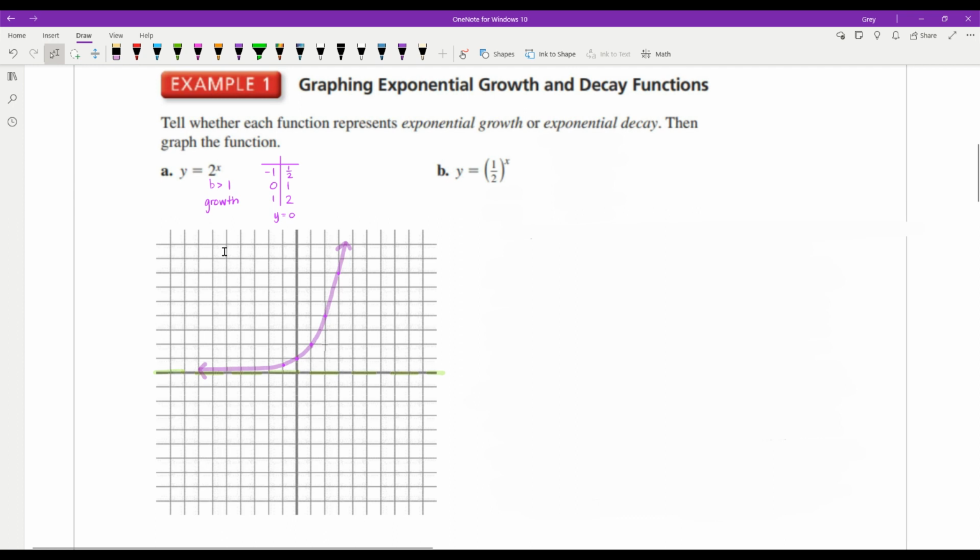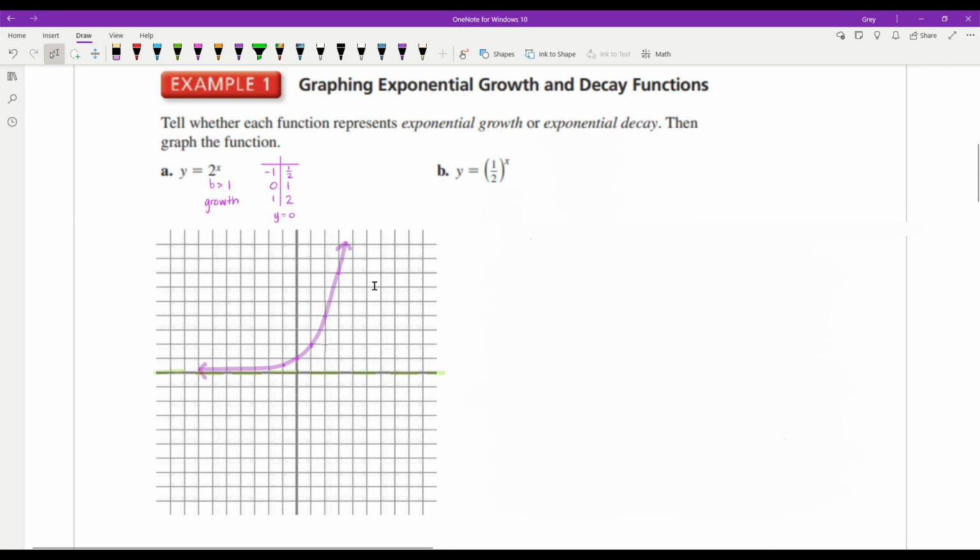Now, if b is 2, y'all, then every y value is multiplied by 2. That's the difference between an exponential function and a linear function. We are multiplying by the same thing every time instead of adding the same thing. So if I know this is 1, 1 times 2 is 2, 2 times 2 is 4, 4 times 2 is 8. It's going to give me the next point.